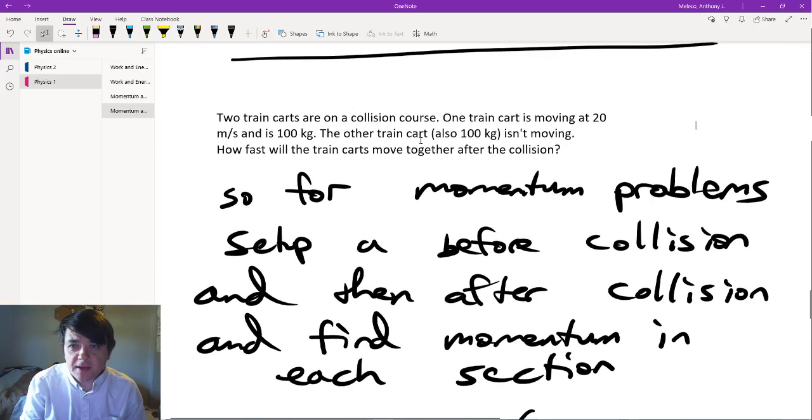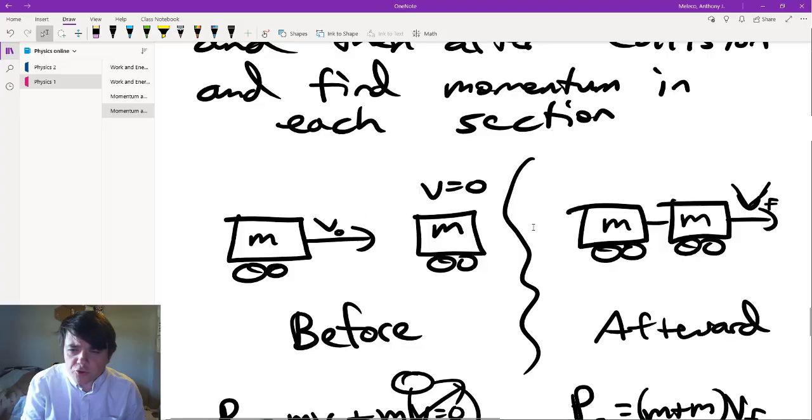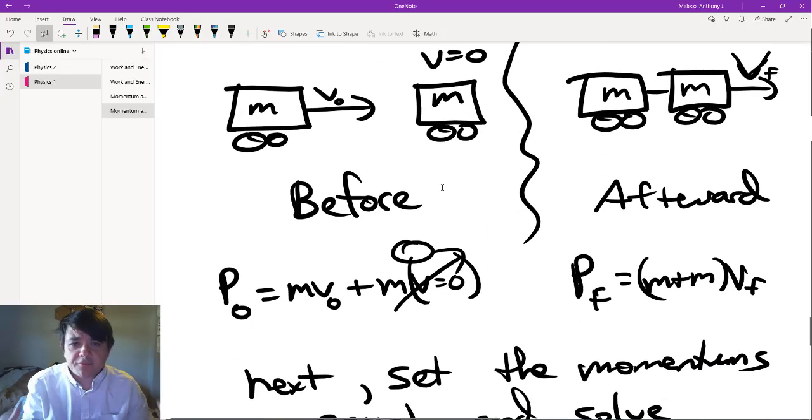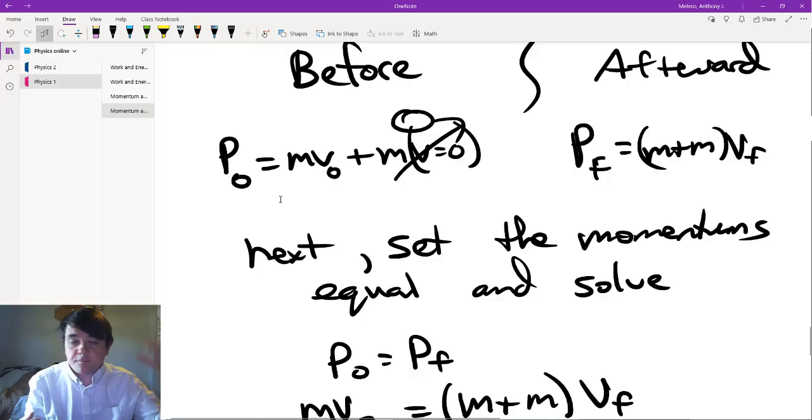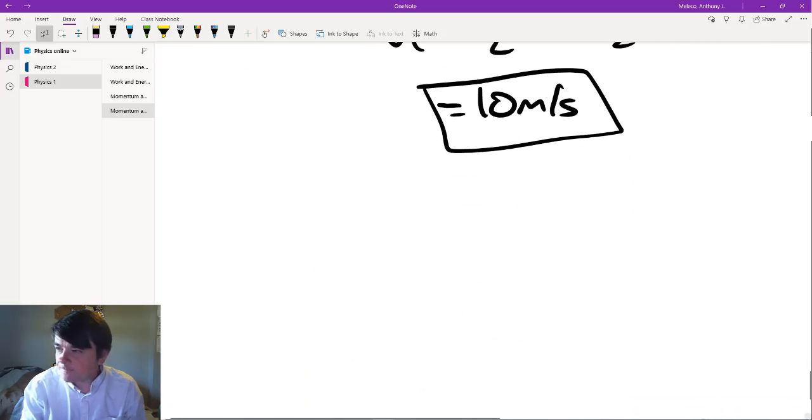And this type of setup where we do the before and after the collision, that's basically how all these collision problems work with momentum. Similar to energy, right? Where you have the energy before, or energy 1, and then energy 2, and then you set them equal. Okay, it works the same way. Very similar process.